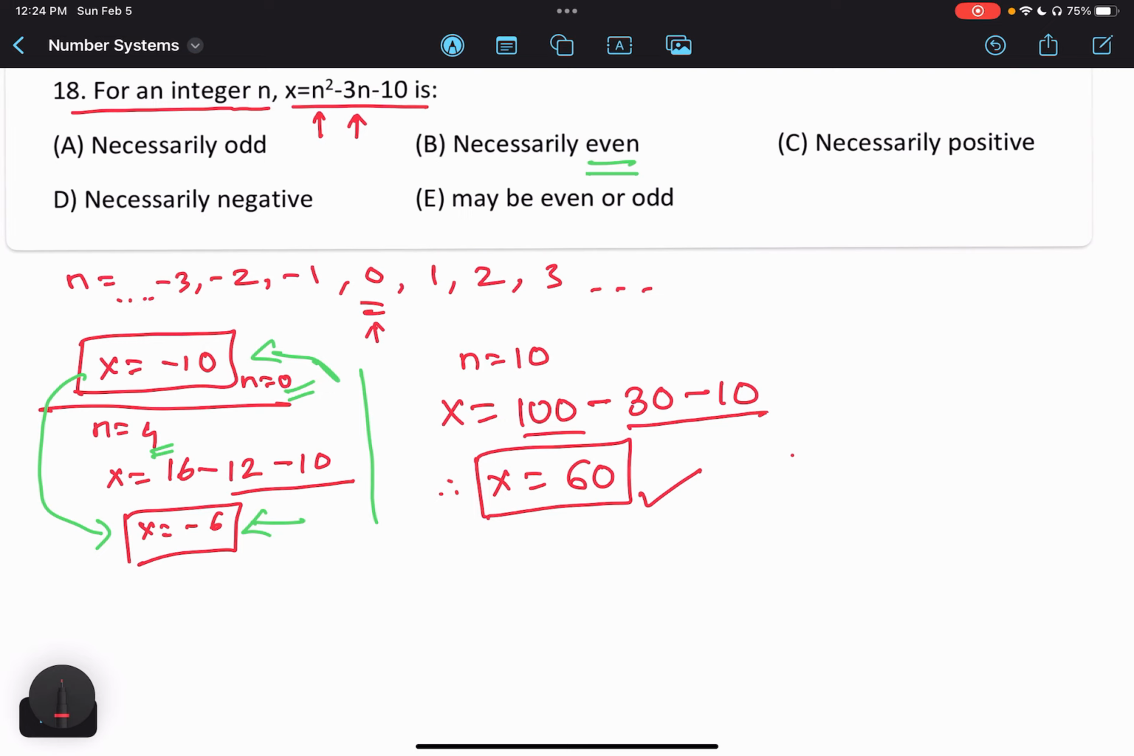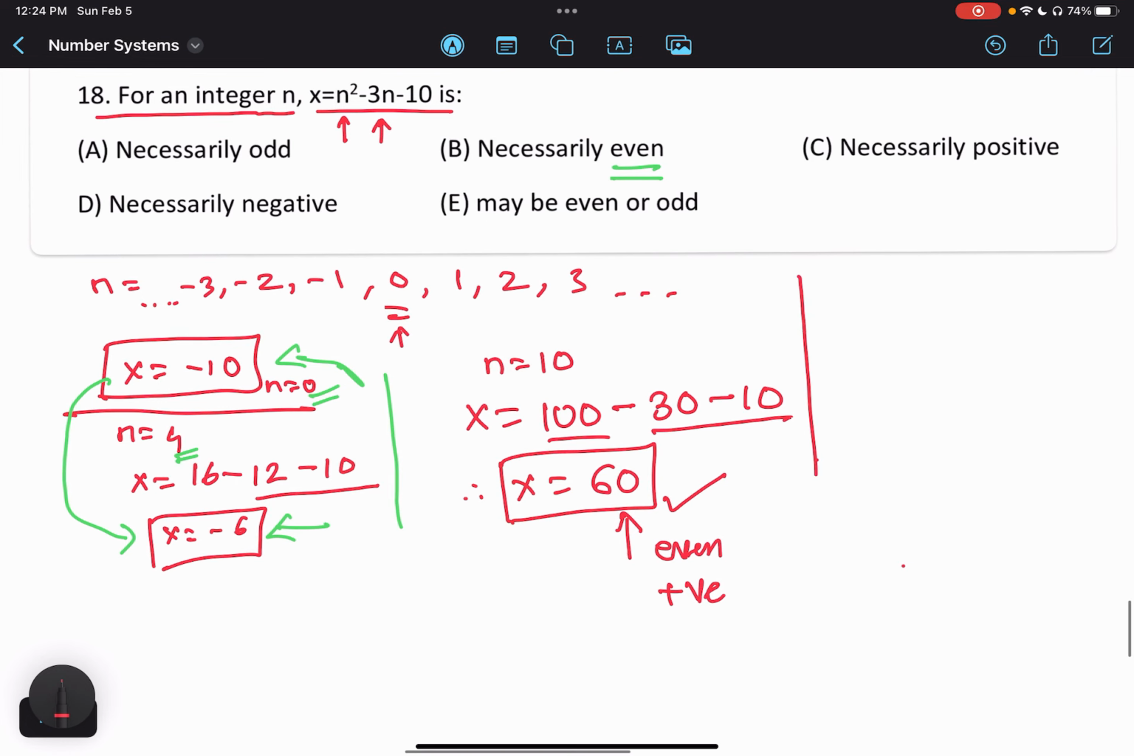Here I can see the value of x is even and positive. So from this calculation, I can make a claim that the value of x is always even. But as the value has changed from negative to positive, there is no definite answer about the negative or positive sign for the answer.